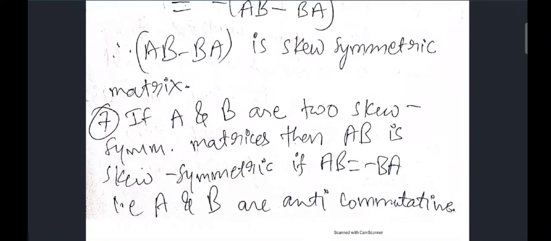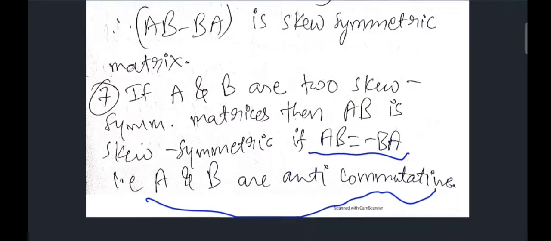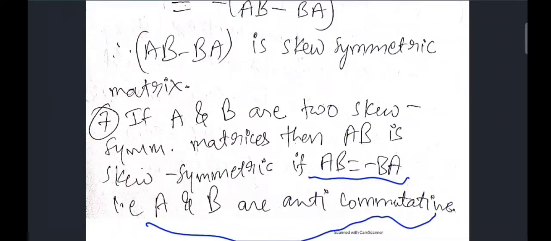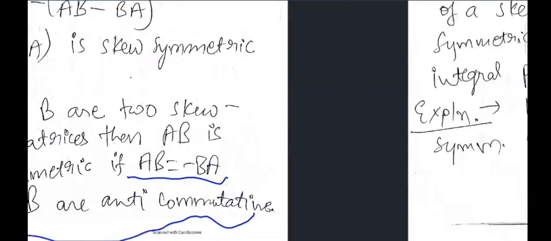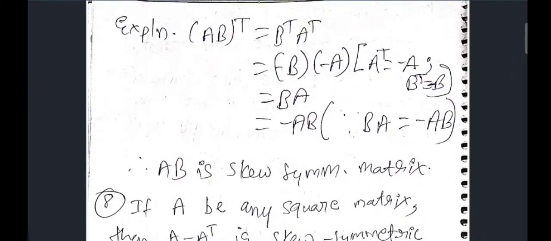Now the seventh property: if A and B are two skew symmetric matrices, then AB is skew symmetric if AB equals minus BA, that is, A and B are anti-commutative, or we can say they anti-commute with each other. This property you can see the proof of. Very easy proofs, I don't think there is any need to tell even. You can note it down and understand yourself.